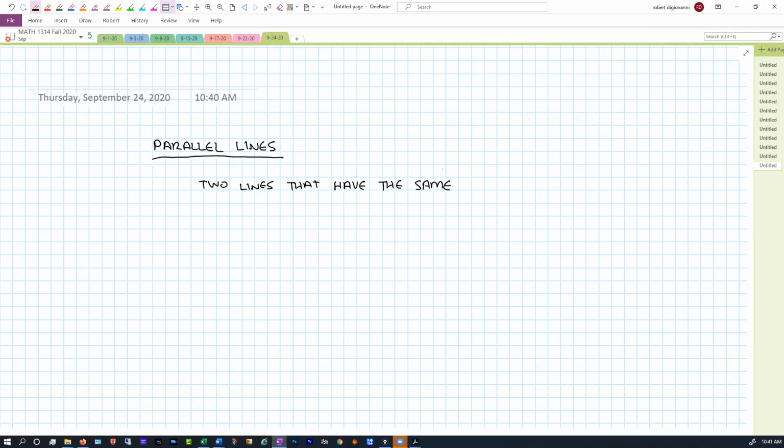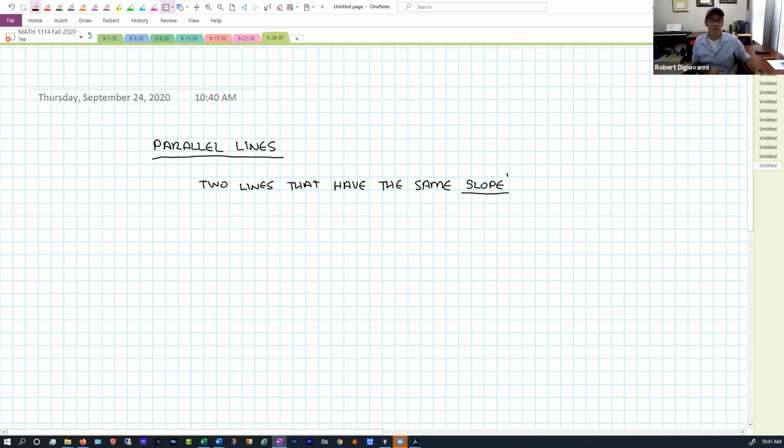Slope. Any two lines that have the same slope are parallel. So I'll give you a quick example underneath this. Take a look at this line. Let's call that L1, capital L1. L1 is that line. L2 is this line.